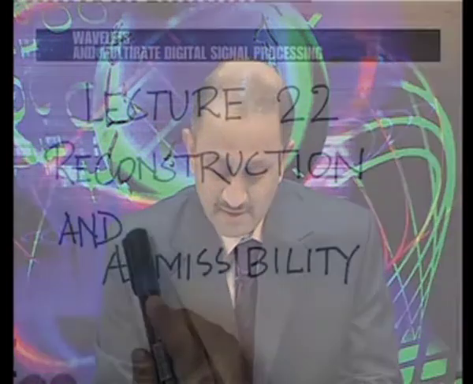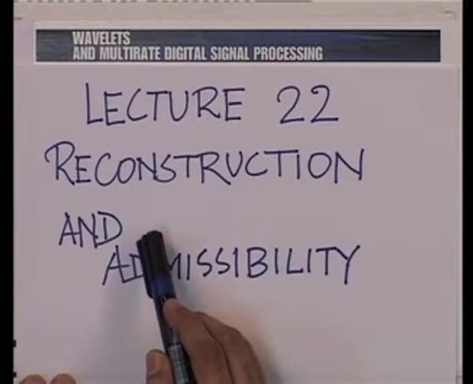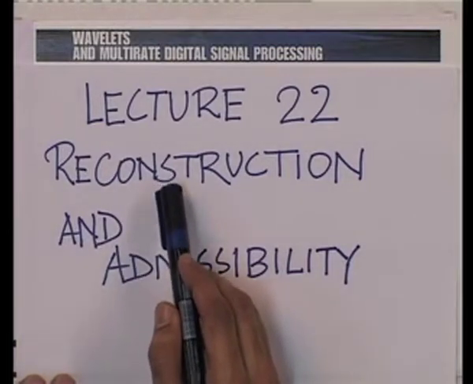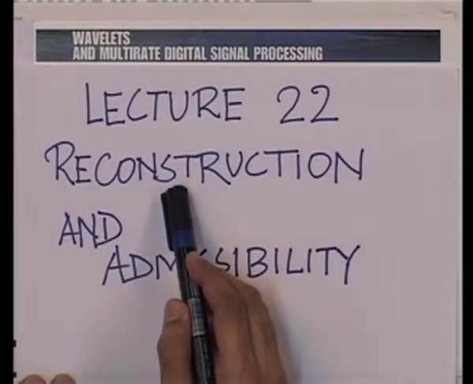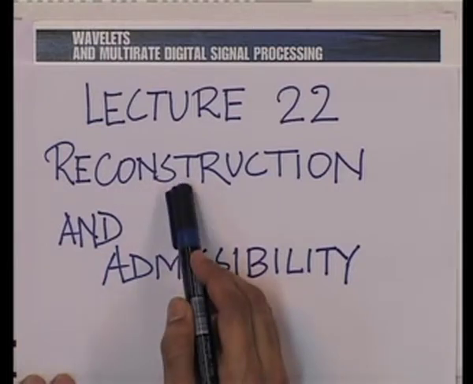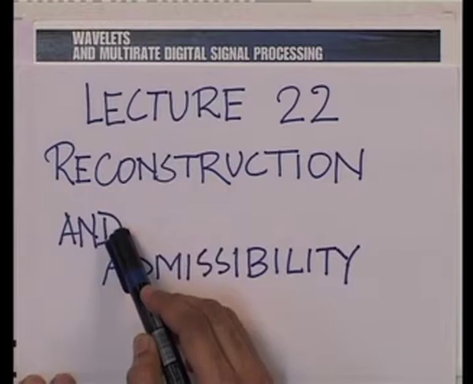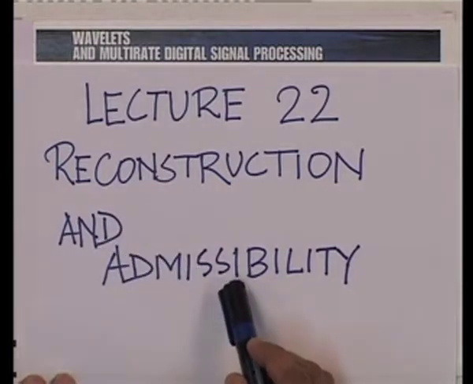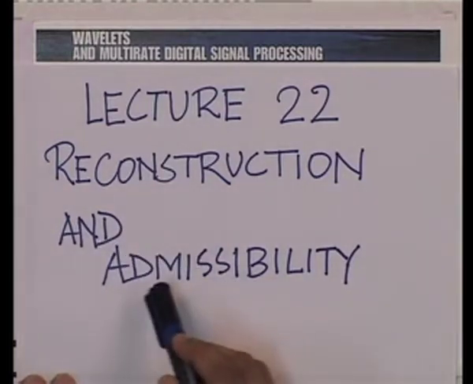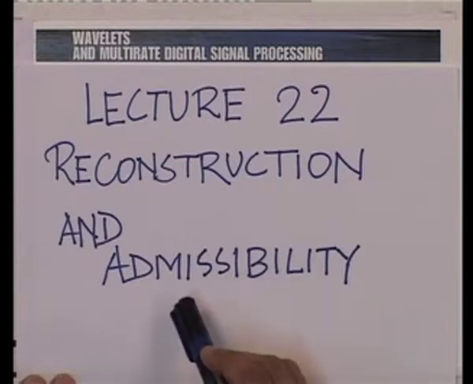And with that little recapitulation of what we did in the previous lecture, let us bring out the theme of the lecture today. So, in today's lecture, we intend to talk about reconstructing the signal from its transforms, whether the short time Fourier transform or the continuous wavelet transform. And in that process, we wish to bring out the very important notion of what is called admissibility.